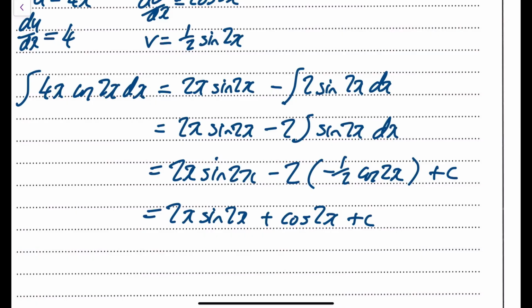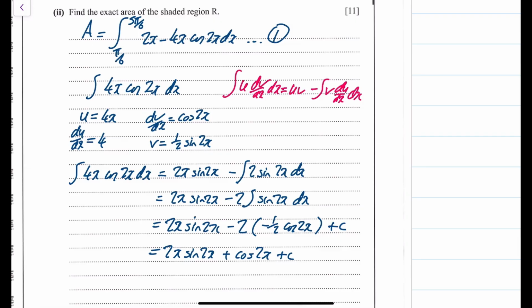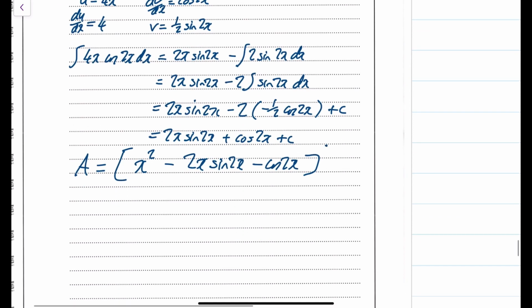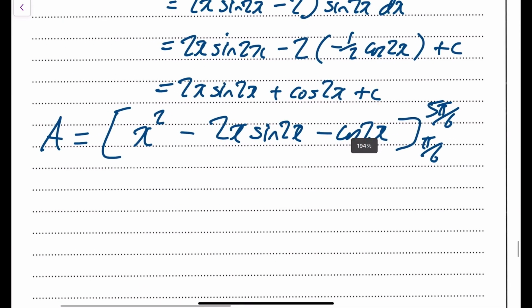So if I look back at this, my a is going to be square brackets. If I integrate this bit, I'm just going to get x squared, well, 2x squared over 2, which becomes x squared. And then this whole bit, I've shown how to do it. So it's going to be minus, and then it's going to be minus of, then it's going to be 2x sine 2x minus cos of 2x, and that is between 5 pi over 6 and pi over 6. So that's what we've got.